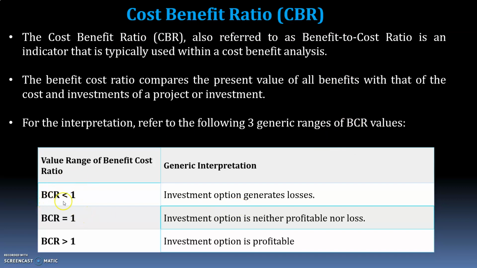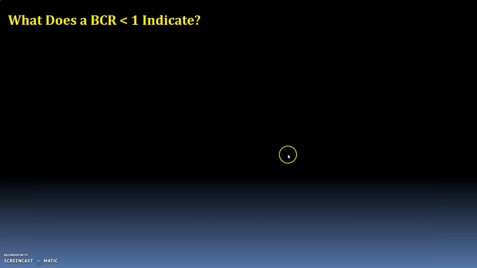Okay, if the benefit cost ratio is less than 1, then it means that the investment option generates losses. Okay, if BCR is equal to 1, then the investment option is neither profitable nor loss. If BCR is greater than 1, then the investment option is profitable. So these three are the conditions of benefit cost ratio. So here we'll see what a BCR less than 1 indicates.